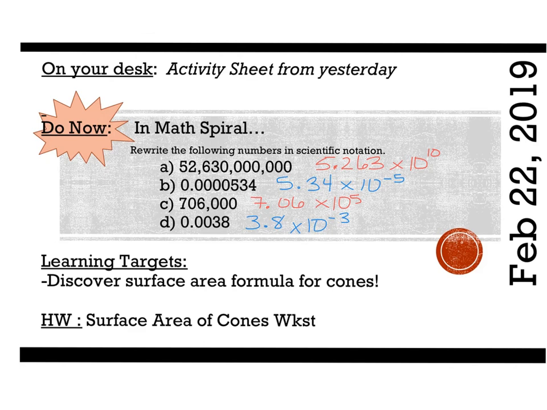Please write these down, the original numbers and your scientific notation, in your math spiral so that you have something to look back on to refresh your memory when we need it. Excellent job. For our learning targets today, we are going to discover the surface area formula for cones, and we're going to be doing that using the information that we looked at yesterday as well. Go ahead and make sure you have a notes sheet before you proceed, and then we will get going.